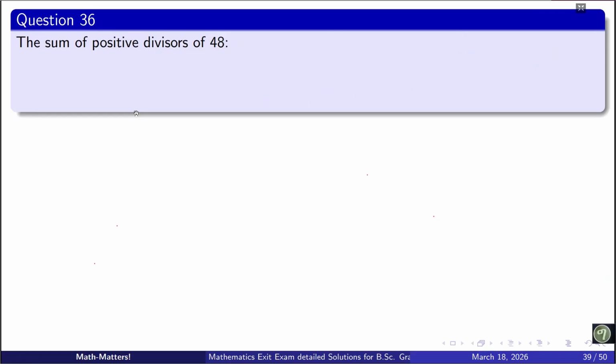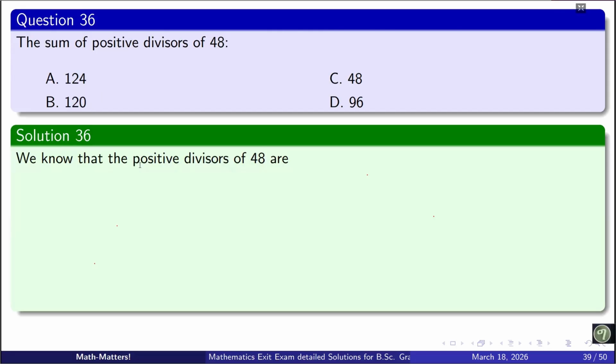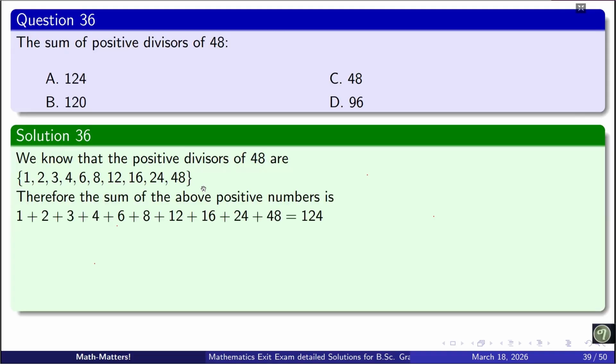The sum of the positive divisors of 48. We know that the positive divisors of 48 are 1, 2, 3, 4, 6, 8, 12, up to 48. All these are positive. So we are asked just to determine the sum of these divisors. Their sum is 124. So the answer is A.